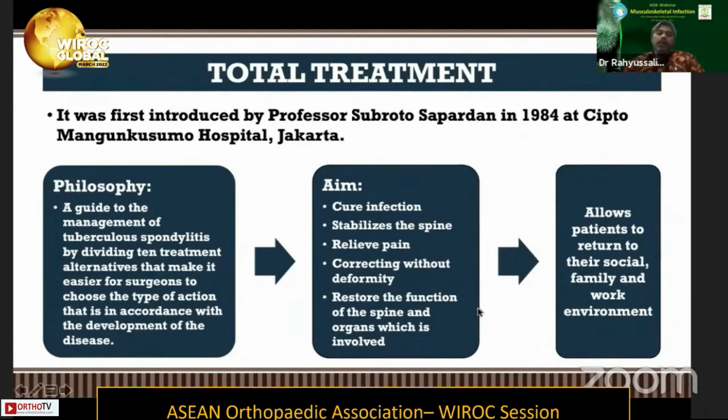So in the philosophy of total treatment, which we have developed, the question is how to treat the patient over the patient's whole life. Not only one shot at the first, but also in the total life. So that's the meaning of total treatment, so we can see the patient come back into their social, family, and environment.